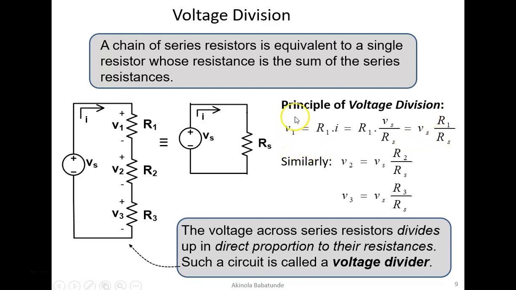You will notice there's a relationship between V1 and R1. If you're looking for V1, R1 is going to be at the top here. Vs is the voltage source and it is the equivalent series voltage in the circuit. Rs is the equivalent series resistance in the circuit.